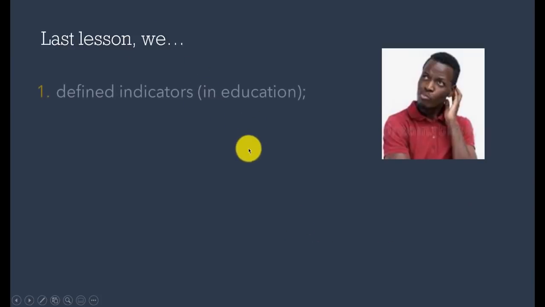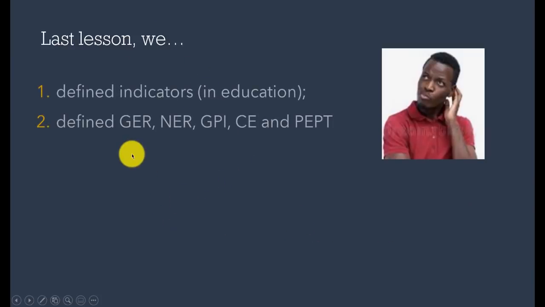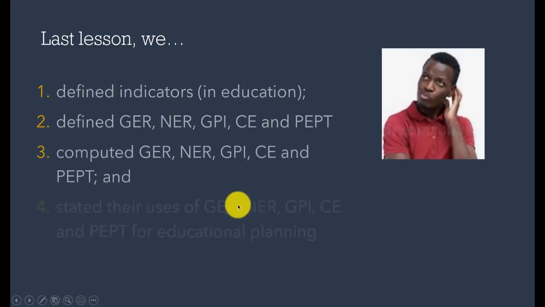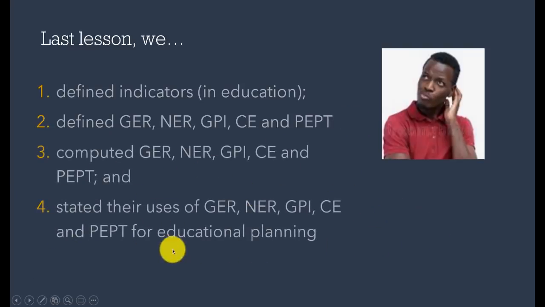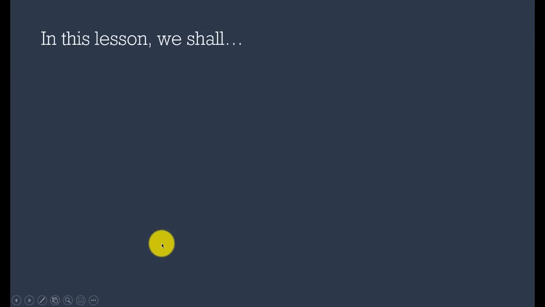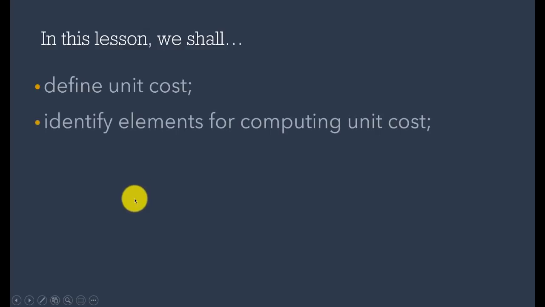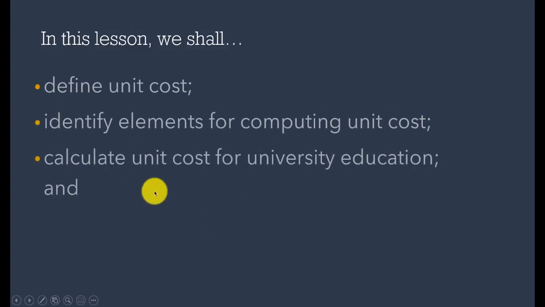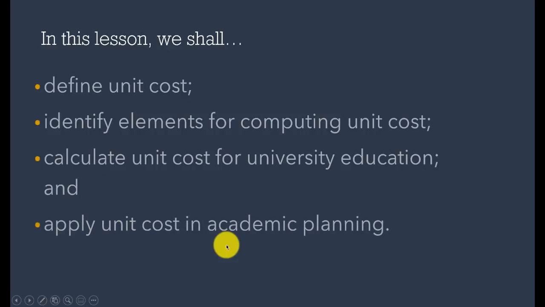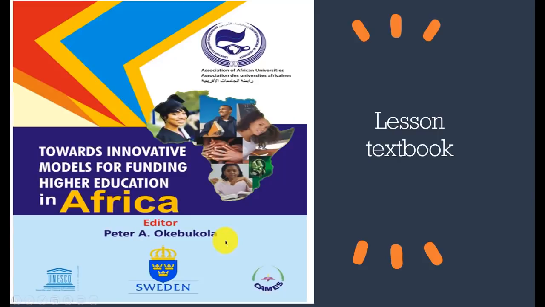What did we do in the last lesson? We defined indicators in education. We computed them. We stated their uses for educational planning. In this lesson, what shall we be doing? We shall define unit cost and identify elements for computing unit cost. And then we calculate unit cost for university education. And the last thing, we apply unit cost in academic planning.